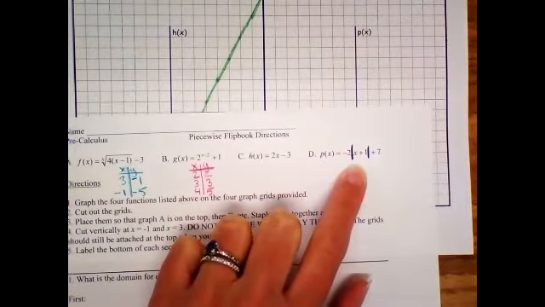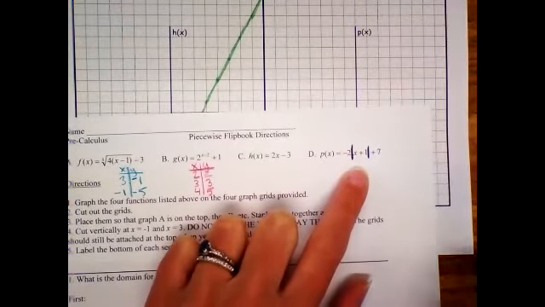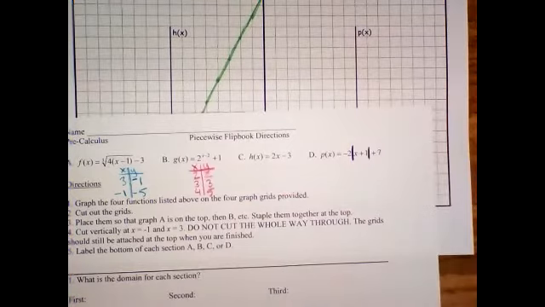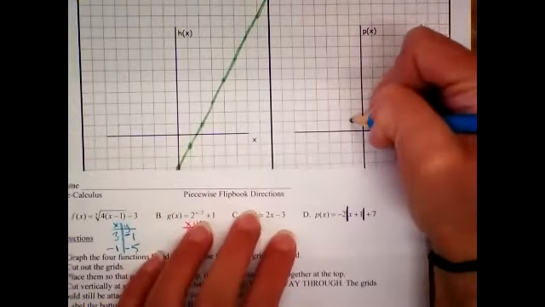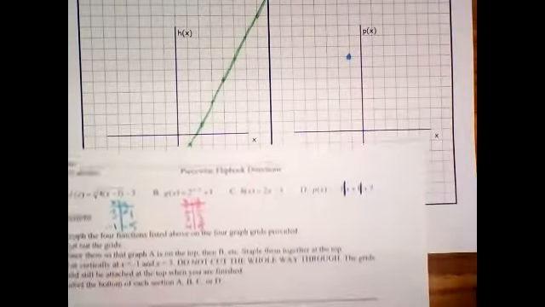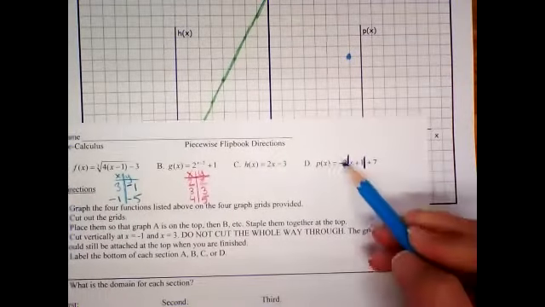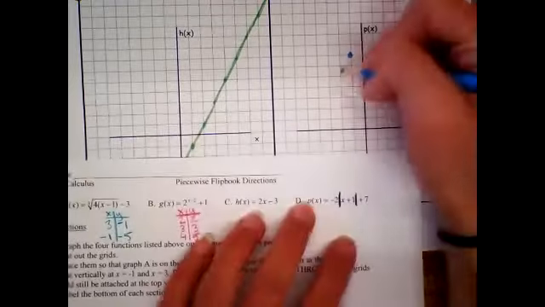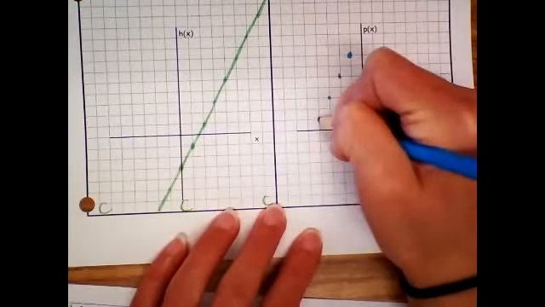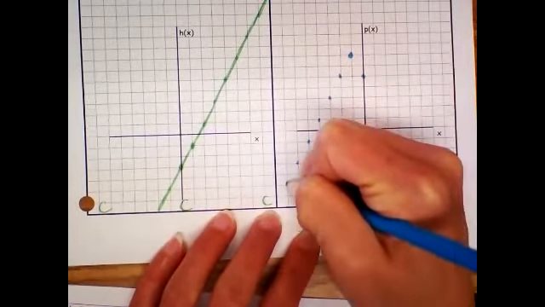All right, so how did that one shift? Let's find the center. Left 1, good. Up 7. All right, so you're going to go left 1, up 7. And then because each side is linear, you can use that -2 as your slope on each side. Again, make it go all the way to the edges, and then you can label it D.